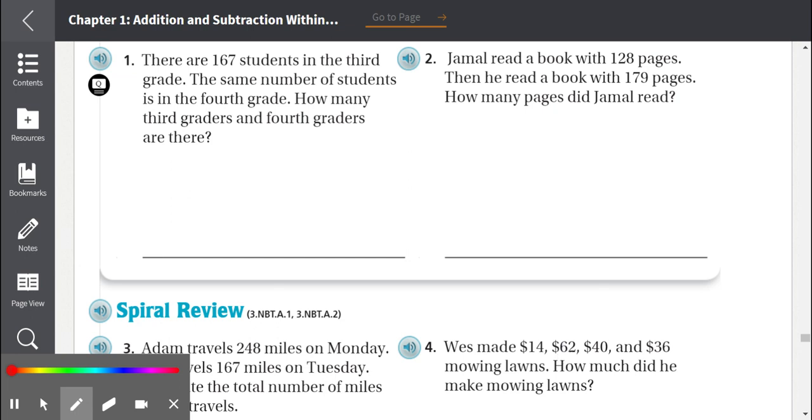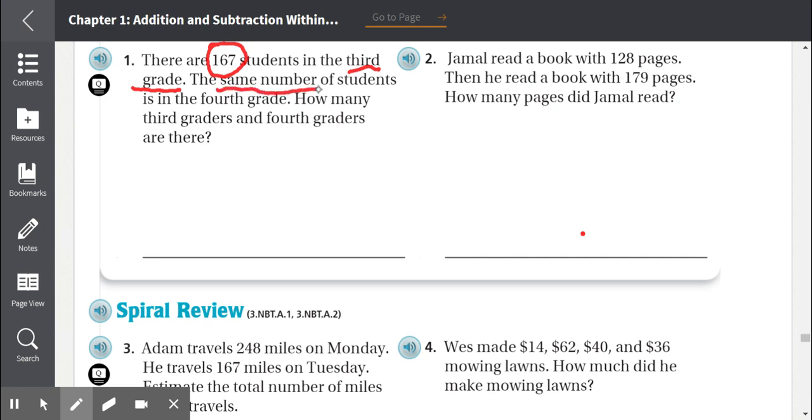Number one, there are 167 students in the third grade. The same number of students is in the fourth grade. How many third graders and fourth graders are there? So we know we're going to circle our important numbers and keywords. There were 167 students in the third grade, and there are the same number of students in the fourth grade. So they don't tell us how many were in the fourth grade, but it was the same number.